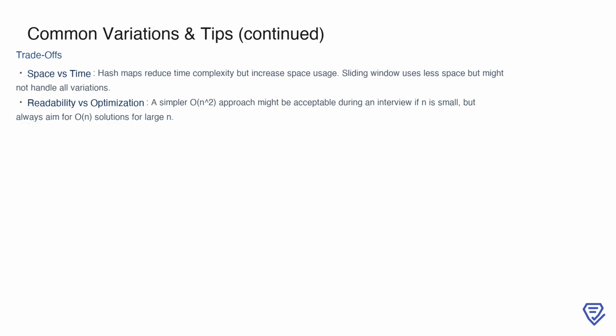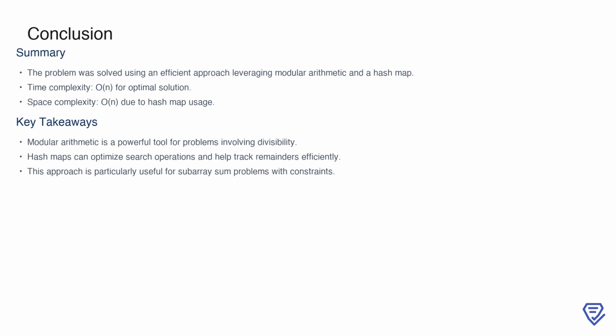Being mindful of these trade-offs and discussing them clearly during an interview demonstrates a mature understanding of problem-solving and algorithm design. Great job! We've successfully solved problem number 1590, Make Sum Divisible by P, by using modular arithmetic and hash maps. Remember the key insights about modular arithmetic and hash map efficiency.